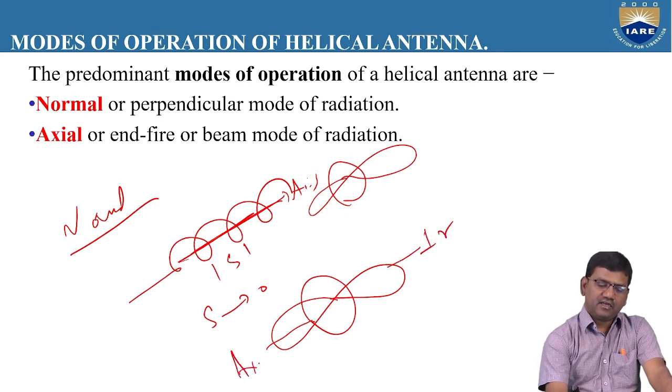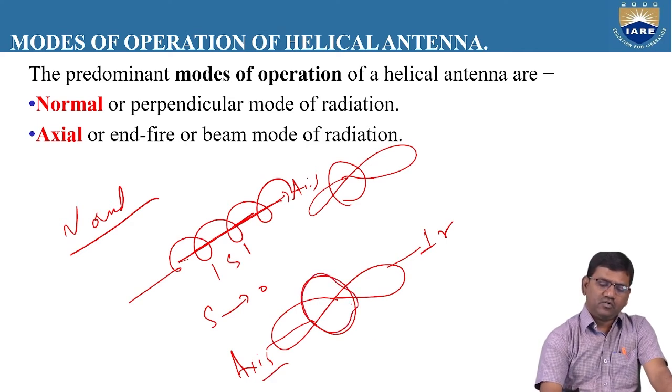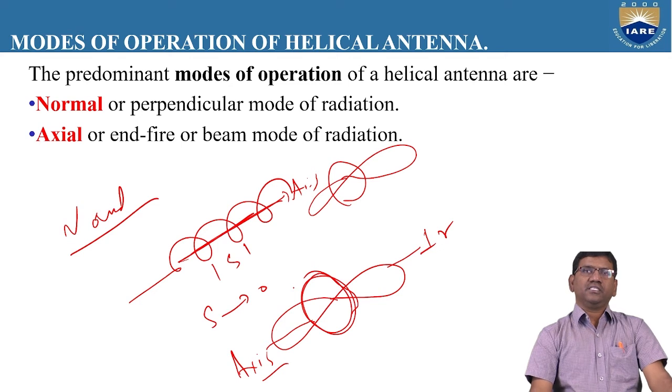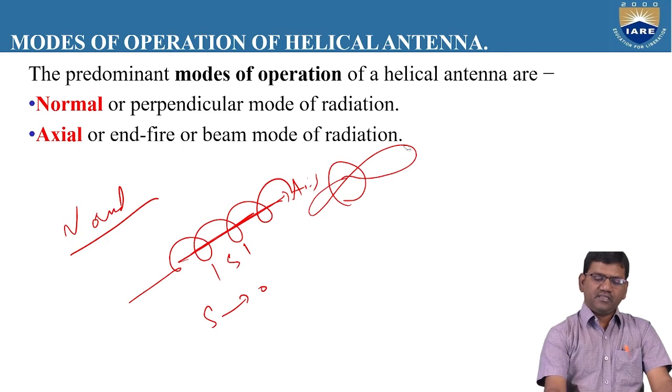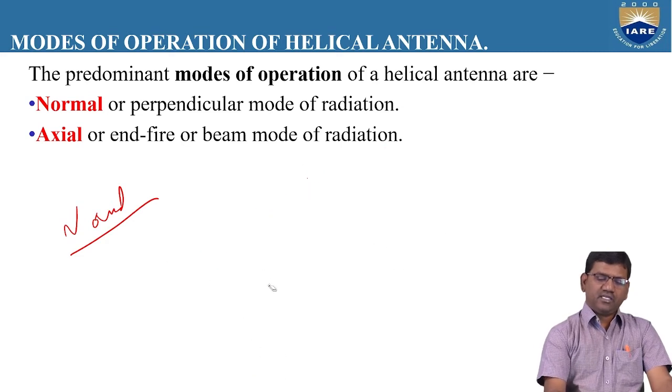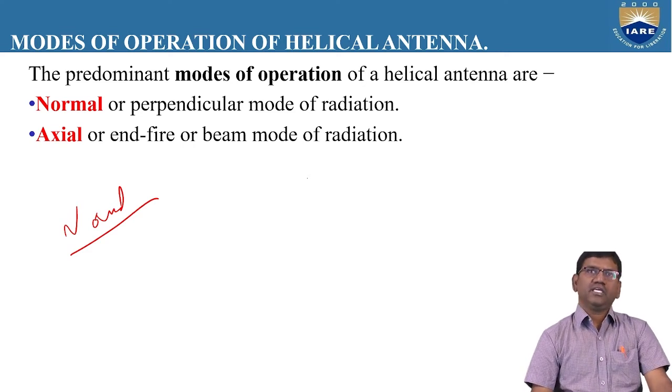This is the axis of the helical antenna. For this single loop, it is perpendicular. Hence, it is known as a normal or perpendicular mode of radiation. This is the normal mode of radiation. That is, the perpendicular mode of radiation happens in the normal mode only.